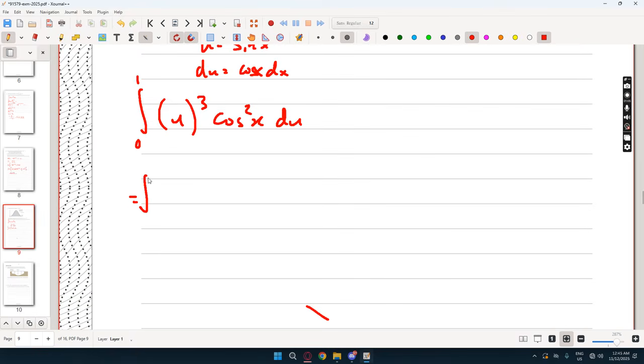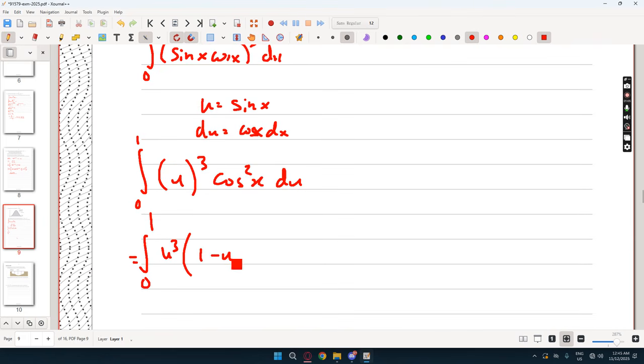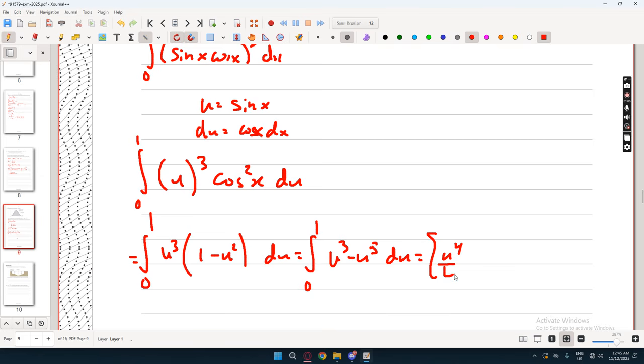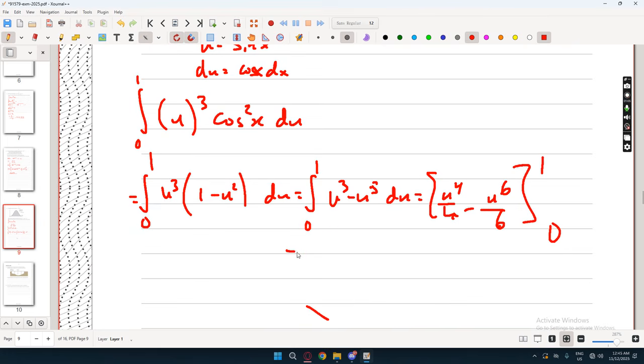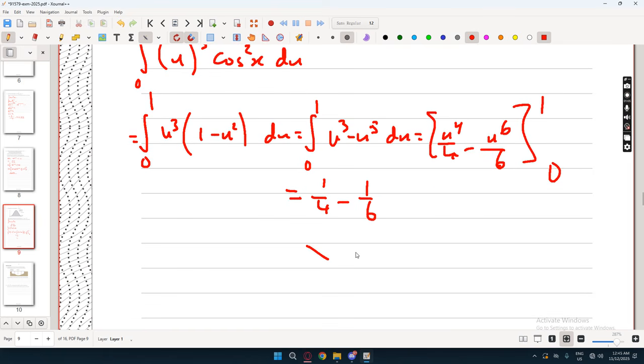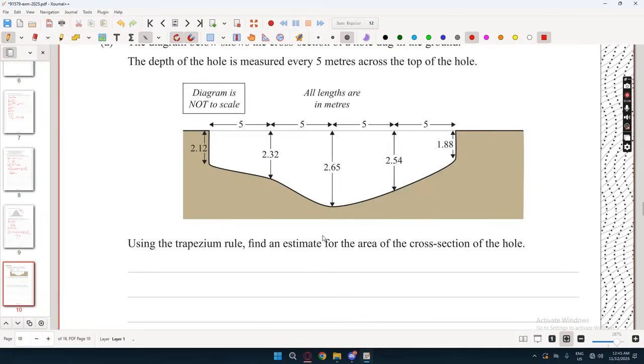Okay, so integral of 0 to 1 of u cubed, but cos squared x is 1 minus u squared du. So integrate 0 to 1, u cubed minus u to the 5 du. That's u to the 4 on 4 minus u to the 6 on 6, 1 to 0. That's a quarter minus a sixth. What's a quarter minus a sixth? That is 1/12.